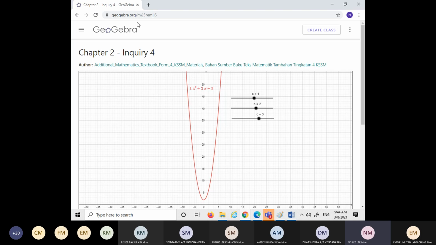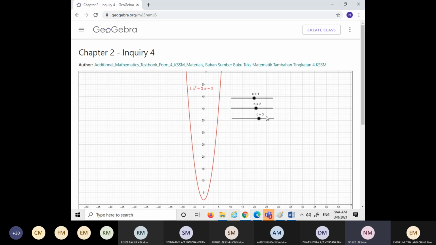Okay, I still go through the textbook to explore the effect of a change in the values a, b, c towards the shape and the position of the quadratic function graph. Visit the link. Observe the graph of the function where a equals 1, b equals 2, c equals 3. So this is the beginning.